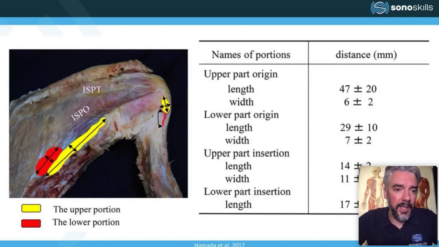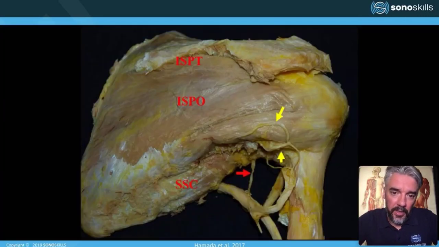We know that the teres minor actually has two muscle bellies. We have an upper portion in yellow, we have a lower portion in red, and upper and lower refers to the insertion on top of the greater tubercle. We also know that these two muscle bellies have different nerve supply, so they really should be seen as two different muscle bellies. Here we can see the different nerve supply. One can be seen here and one can be seen here. So these are branches, for example, from the axillary nerve.